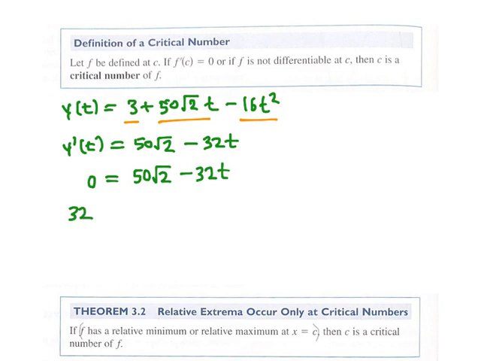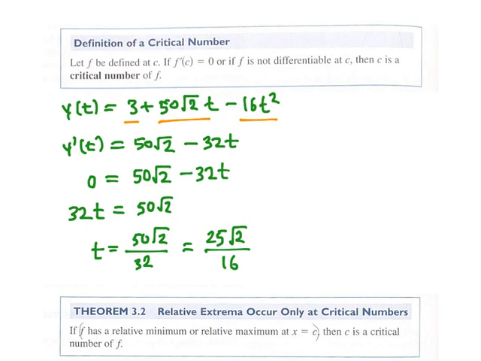and we will solve for t by adding 32t to both sides of the equation. So we get t = 50√2 / 32. And you can, of course, reduce that. 2 goes into 50 25 times, and 2 goes into 32 16 times, and that would be seconds. It's approximately 2.21 seconds. So that is a critical number of our real valued function for the y component of the position vector.